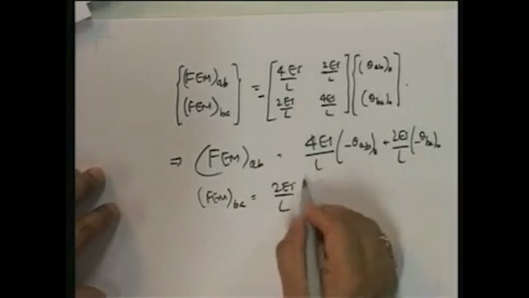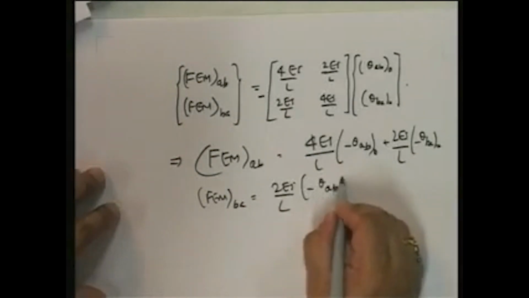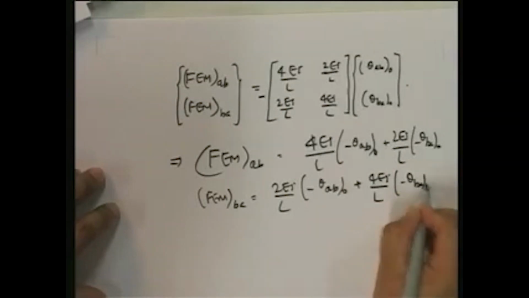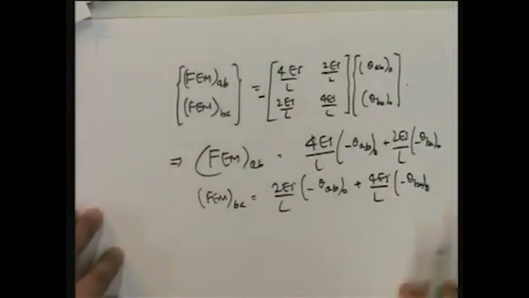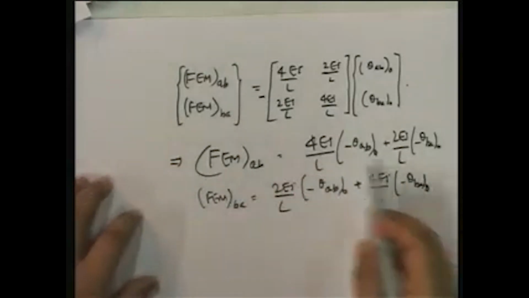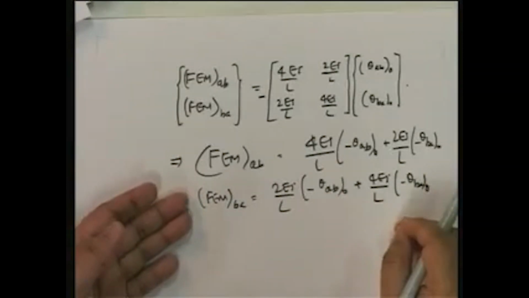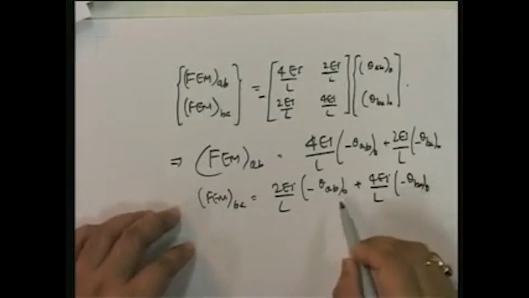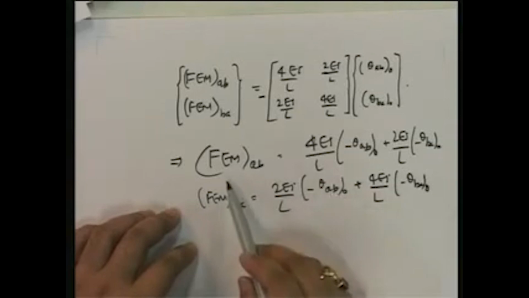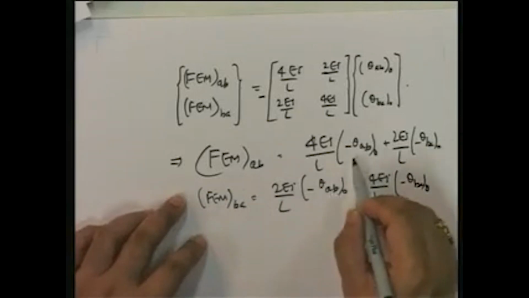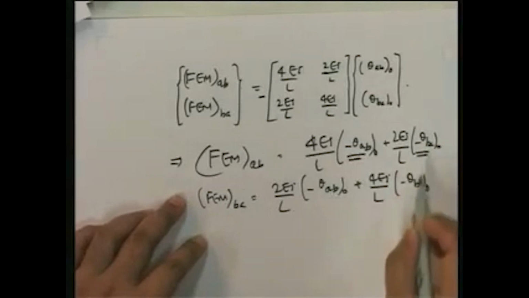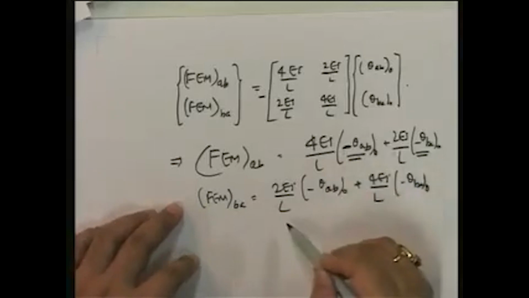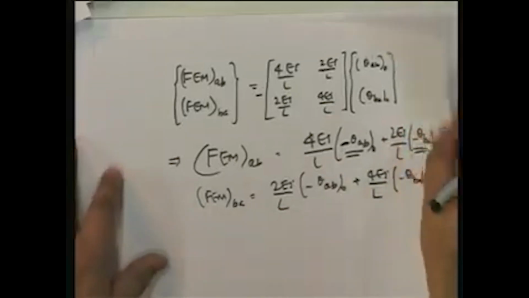to 2 EI by L theta AB0 plus 4 EI by L theta BA0. So once I have described this, doesn't this remind you of something? This is actually the slope deflection equations that we've already developed last time. And so the only thing that you do to find the fixed end moments is compute the theta AB and theta BA due to the loading and take the negative of that, substitute that in the slope deflection equations and it gives you the fixed end moment.